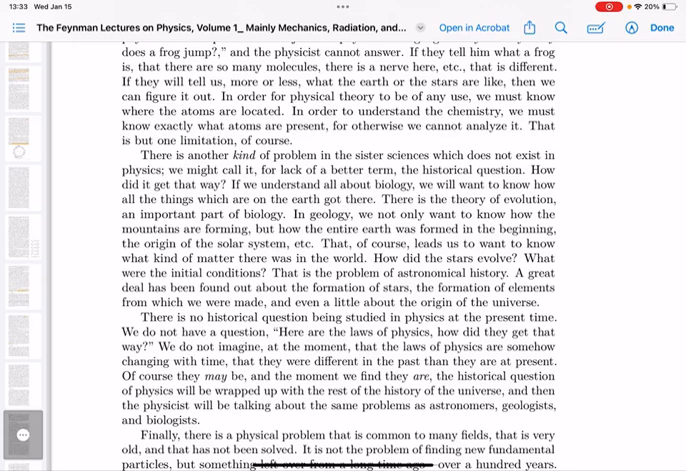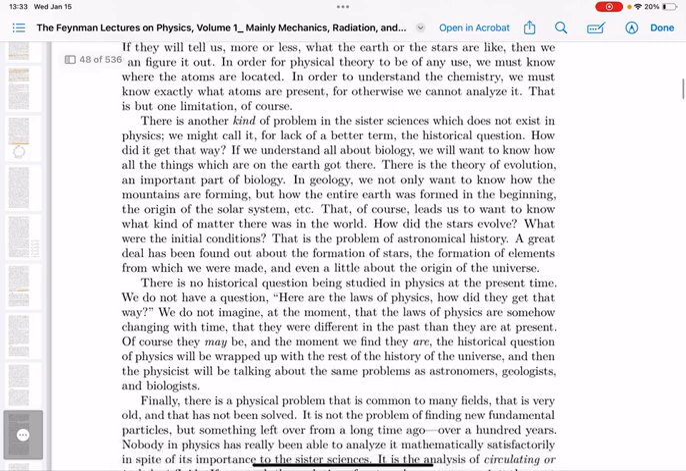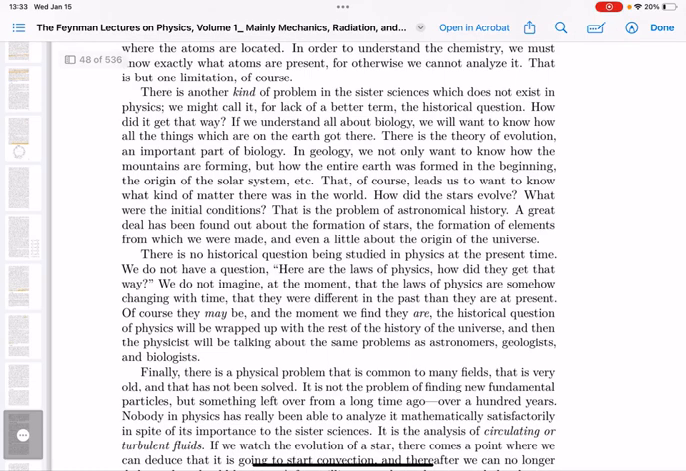In order for physical theory to be of any use, we must know where the atoms are located. In order to understand the chemistry, we must know exactly what atoms are present, for otherwise we cannot analyze it. That is but one limitation, of course. There is another kind of problem in the sister sciences which does not exist in physics. We might call it, for lack of a better term, the historical question. How did it get that way?